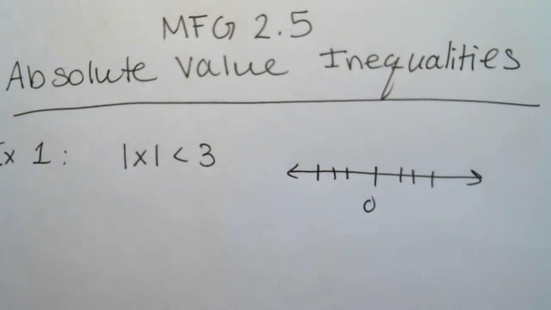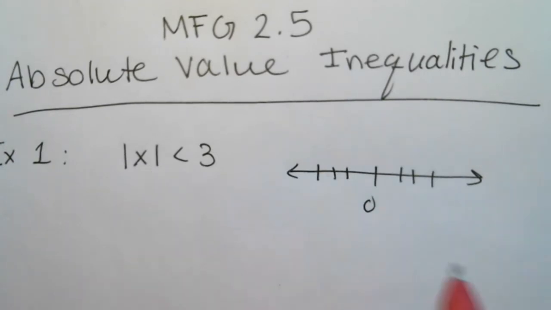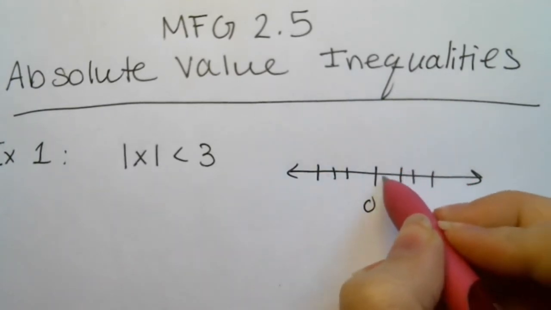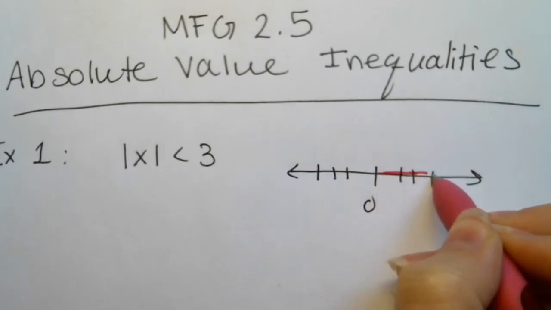So what we're talking about here is all the numbers whose absolute value is less than 3. Okay, so what that means is that the distance between this number and 0 is less than 3. So we're going to go less than 3 units away. So we're going to go out to this point, but we're not including this point.